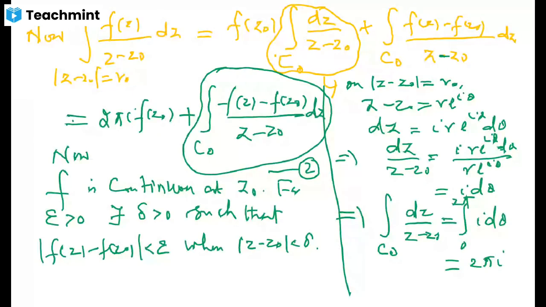So then choose if necessary. If r is already less than delta, then you don't need to choose. But if the need arises, if needed, choose r naught to be less than delta. Then you can apply this definition of the continuity of this function over the circle C.